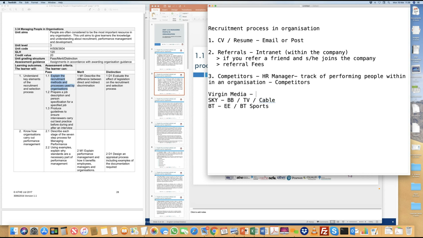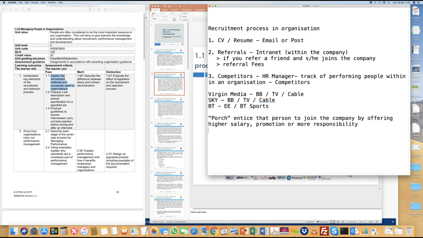All the three companies. So sometimes, rather than doing the adverts and selection process, what HR managers also do is keep track of performing people or employees within an organization, and they sometimes also, I'll use a term called poach. Sometimes you poach a sales manager from a different organization. That means you entice that person to join the company by offering higher salary, promotion, or more responsibility.